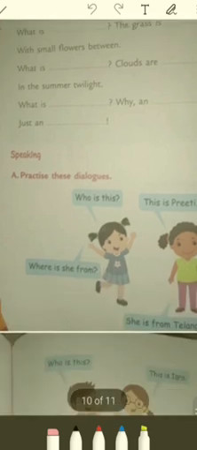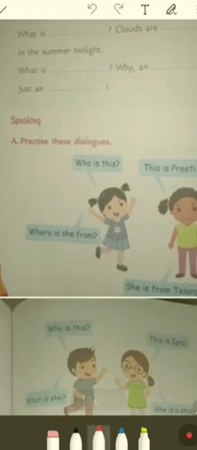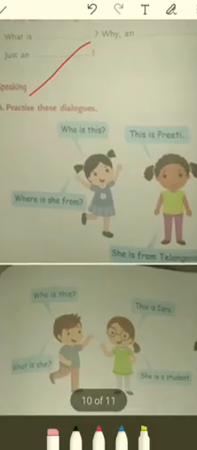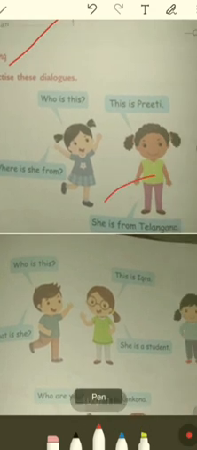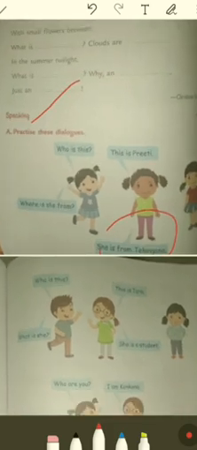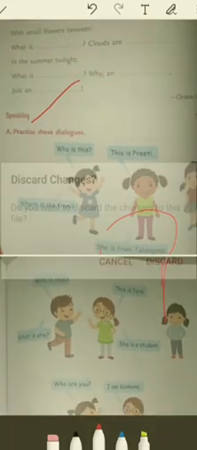Now let's do some speaking drill. Clear? So let's practice this dialogue. Okay. Who is this? This is Preeti. Where is she from? She is from Telangana. Okay, a South Indian state. Clear? Moving on.